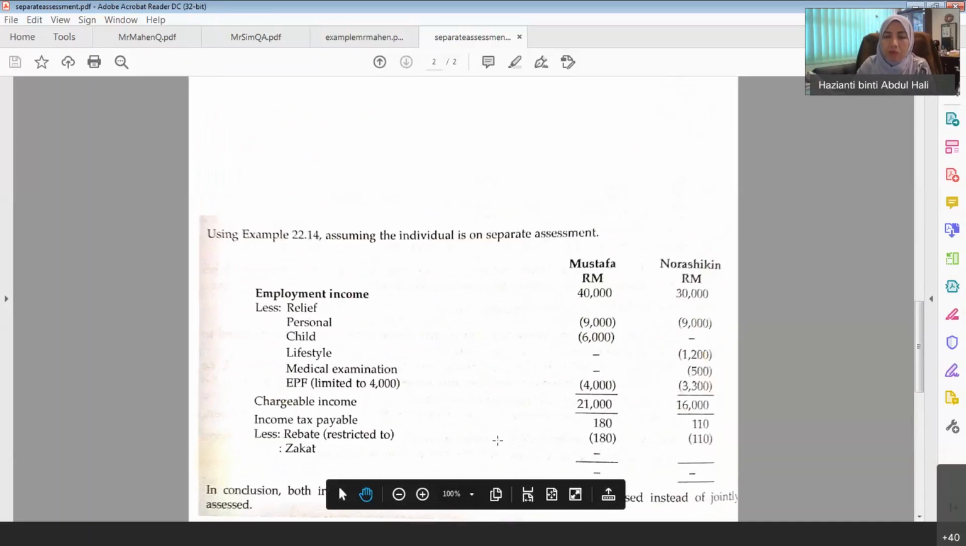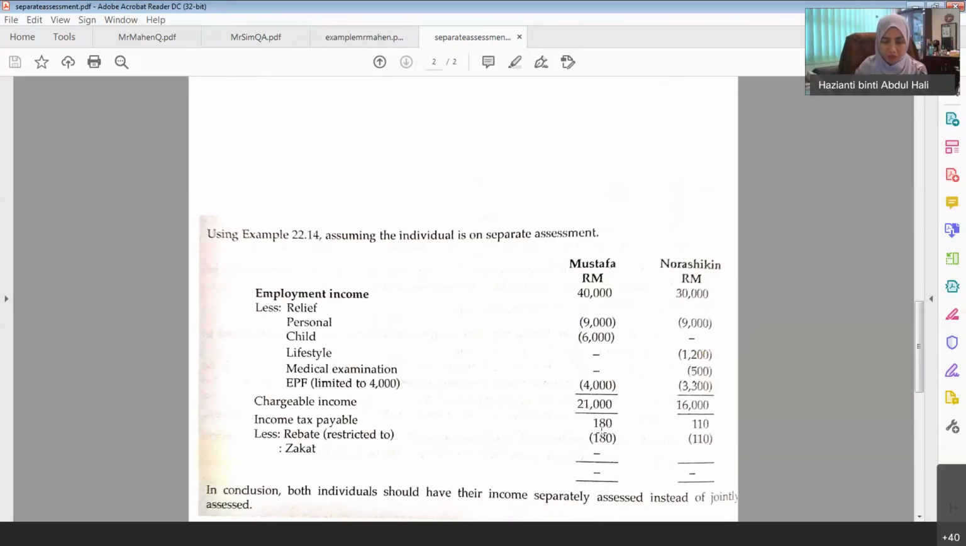This is the example of combined and separate assessment, also with rebates. But here macam saya kata tadi lah, rebate dia 400 kalau ikut sini because the income is less than 35,000. But you cannot deduct 400 lah. Dia kena up to tax payable amount sahaja. Any question tak? Tak ada, okay.